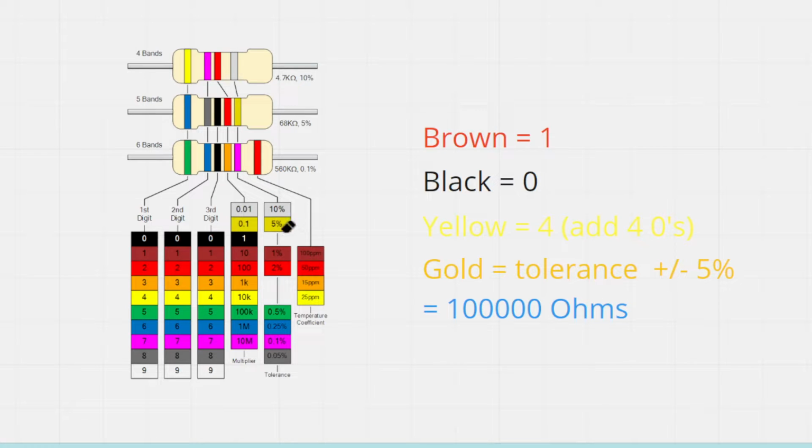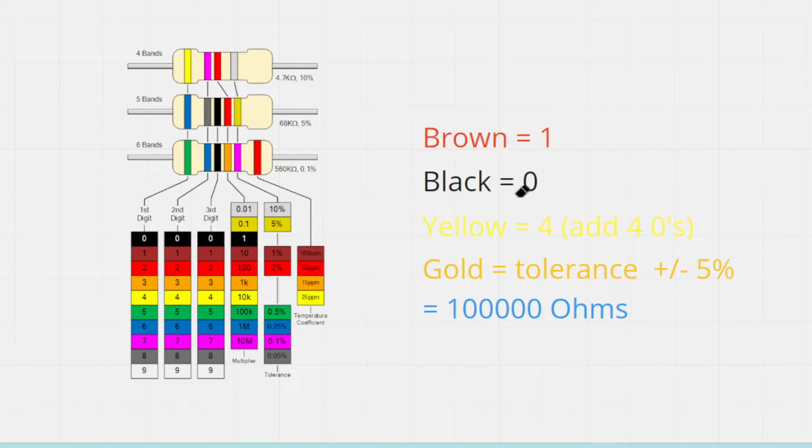So for our, my third digit is this column here, 10K, or add 4 zeros, or multiply by 10,000, which either way you want to have a look at it. And my fourth digit was the tolerance, which was gold, so that's going to be plus or minus 5%.